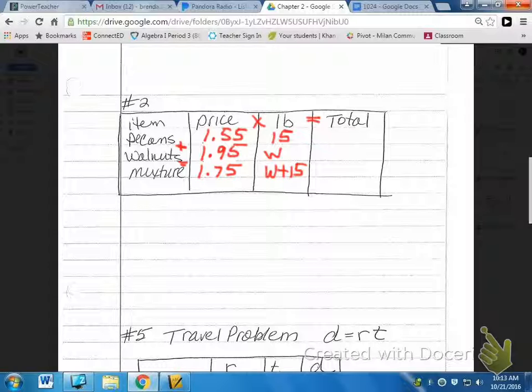Okay, now let's figure the total column. So for the pecans, you would take $1.55 times 15. For the walnuts, $1.95 times W. The mixture, $1.75 times the quantity, W plus 15.